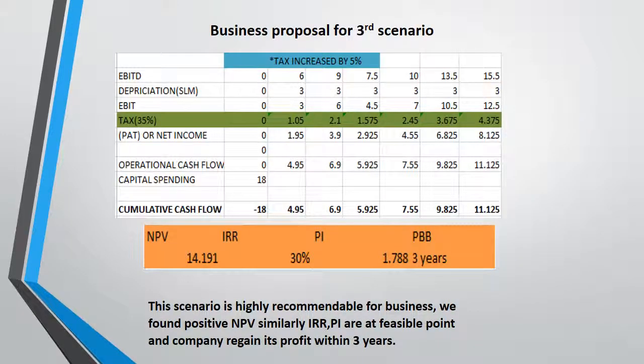Moving to the third scenario, where the tax is increased by 5%, NPV is 14.191 million. The internal rate of return is 30%, which is higher than the base year analysis. The profitability index is 1.8788 and the payback period is 3 years. Hence, the company can regain its investment within this time period. So, overall, this proposal is highly recommendable.